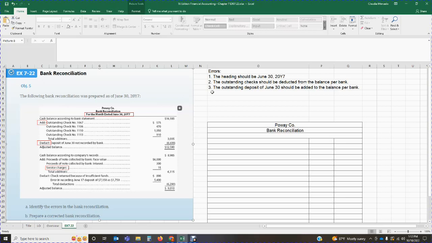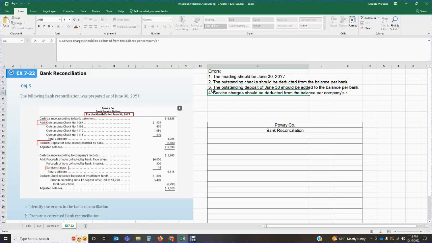So, number 4, service charges should be deducted from the balance per company's records. That $15 should be deducted because it's a service charge. Okay, the next item, we deduct a check returned because of insufficient funds. That is correct. If there's an NSF check, that means we need to deduct that check from our records because that check did not post to our account.